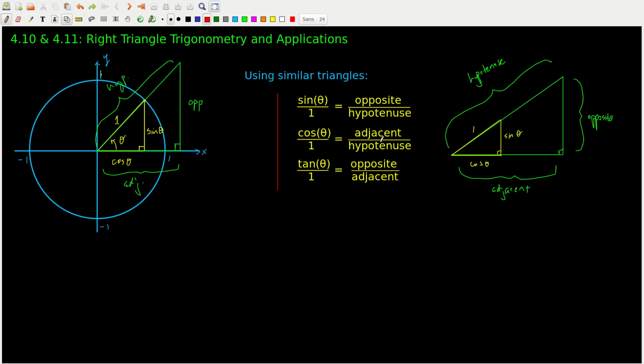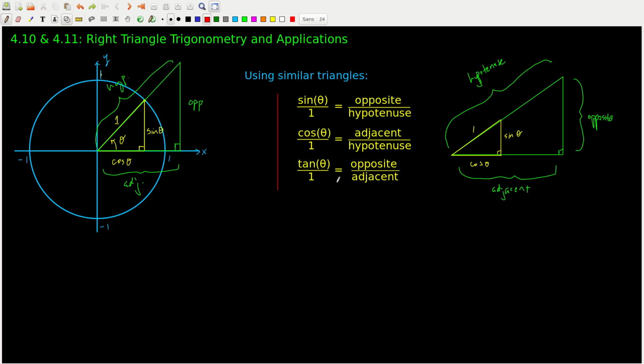So using those properties of similar triangles, we know that similar ratios must be the same. So the ratio of this length, sine, to the hypotenuse of the small triangle must be the same as the ratio of the length of the big triangle to the hypotenuse of the big triangle. So sine over 1 must equal the opposite over the hypotenuse for the big triangle. Similarly, the ratio of cosine, the x length here, to the length 1 must be the same as the ratio of the adjacent length to the hypotenuse.